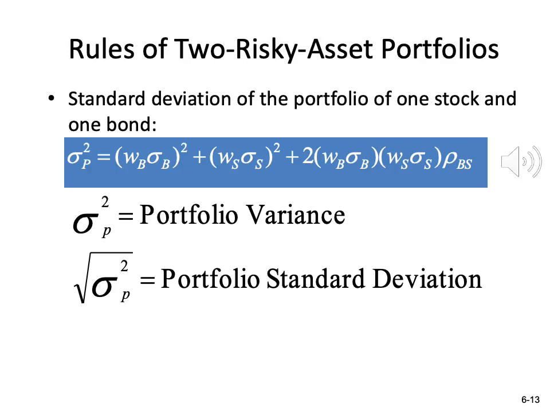And in this formula, we express everything in correlation. So it's going to be 2 times the weight of the bond times the standard deviation of the bond times the weight of the stock times the standard deviation of the stocks. The last term is the correlation of the bond and the stock. The standard deviation of the portfolio, or the risk of the portfolio we normally use in this book, is going to be the square root of the variance.